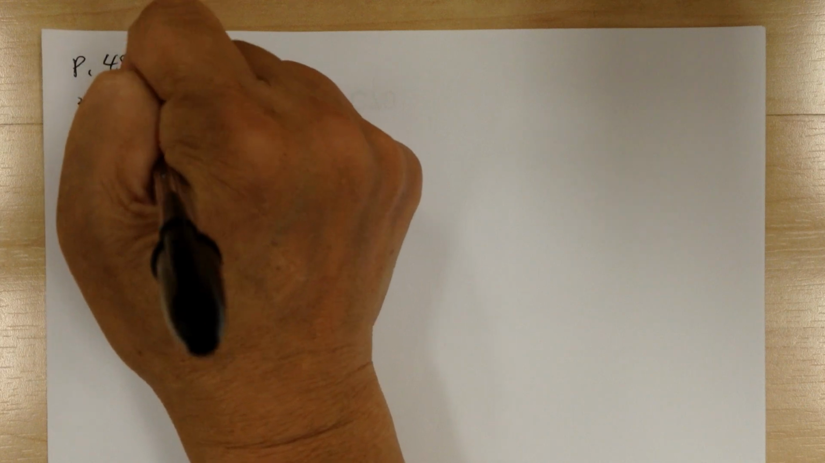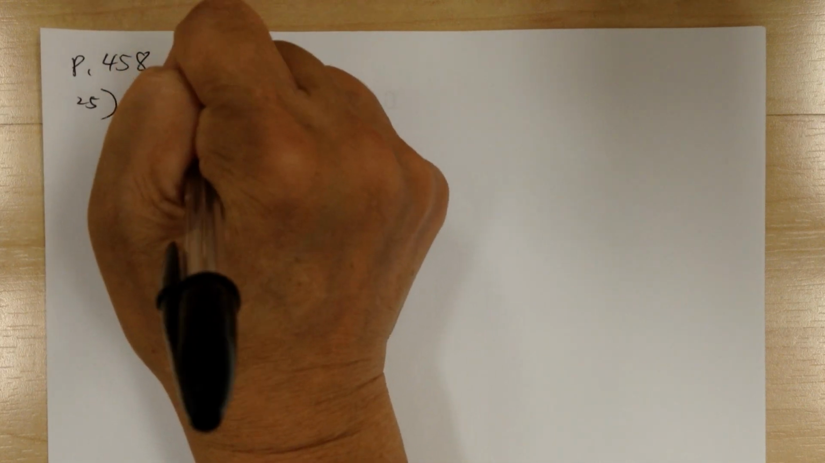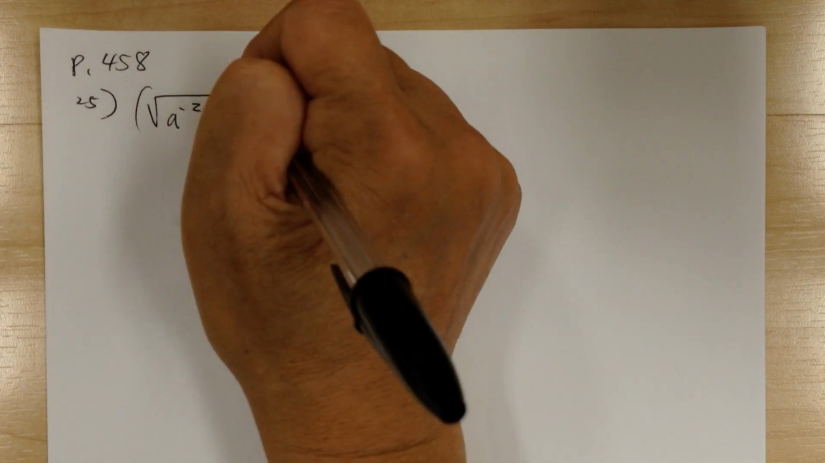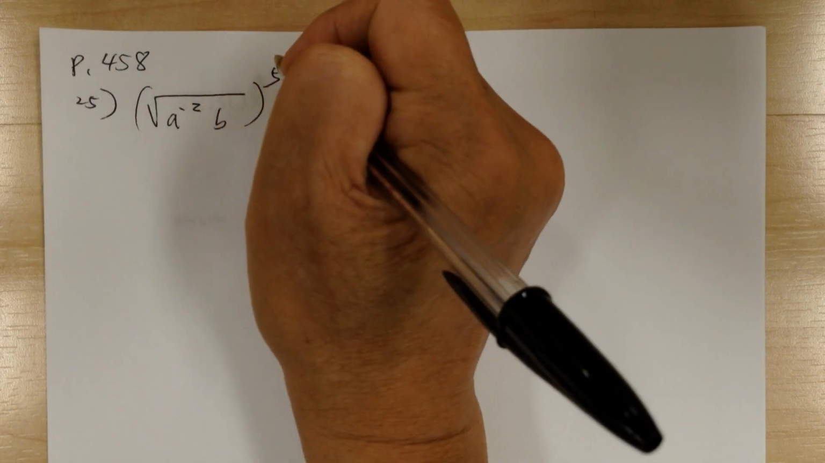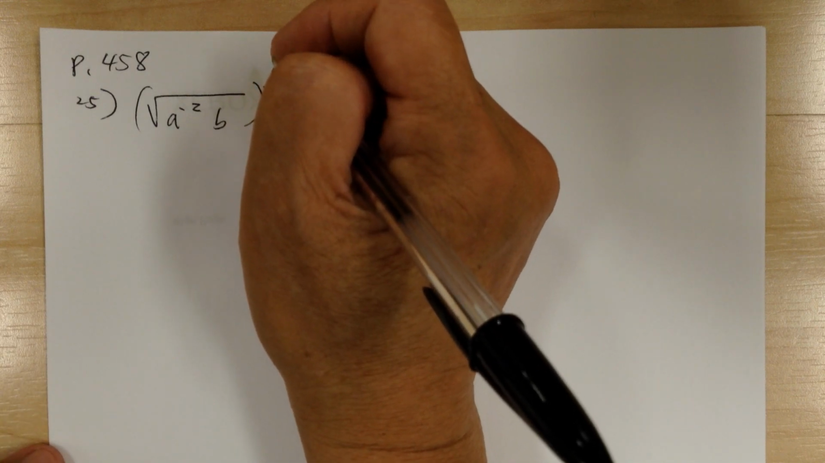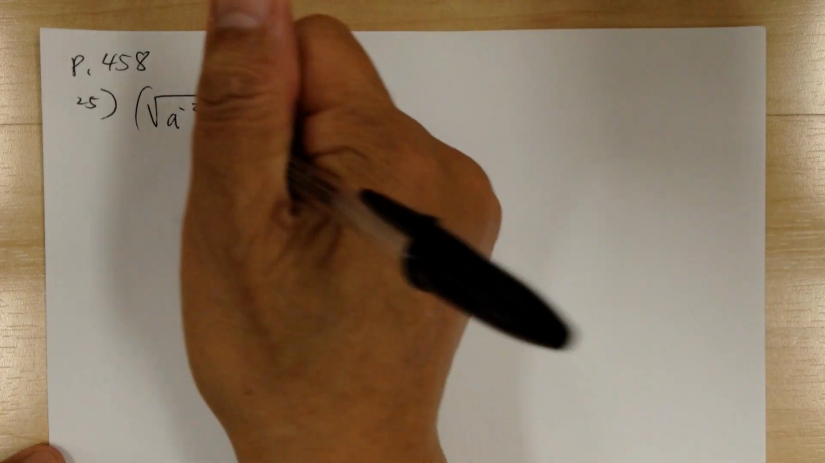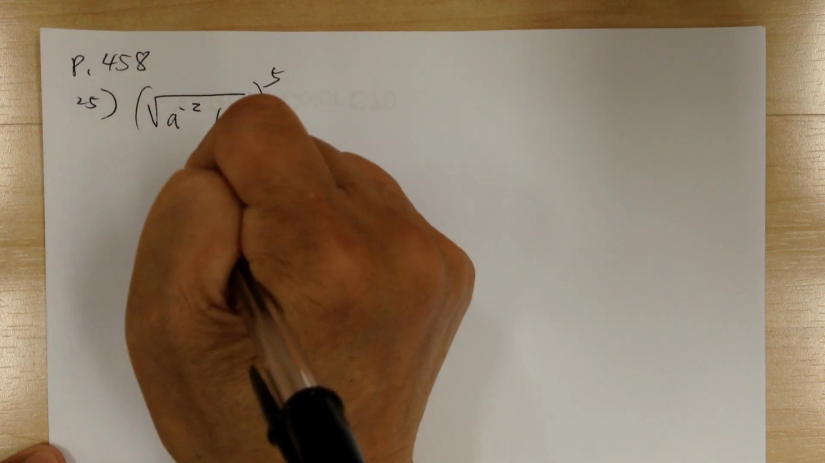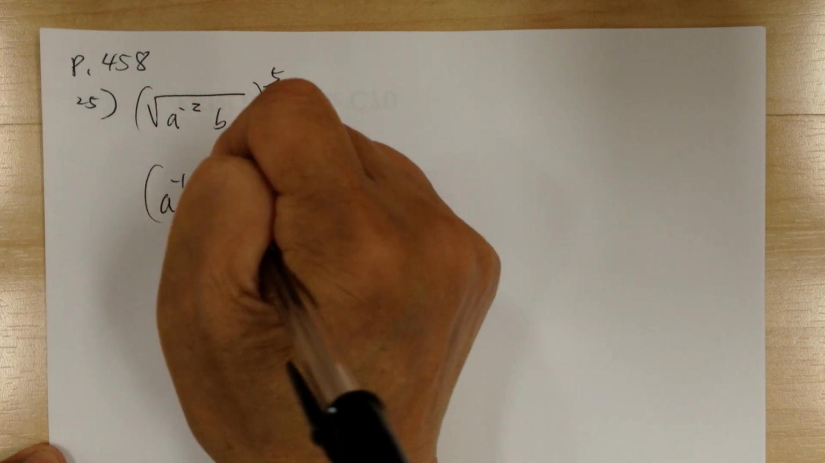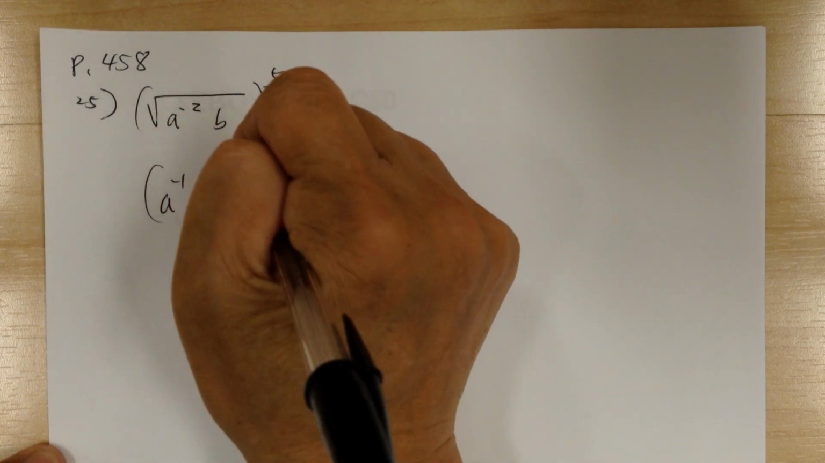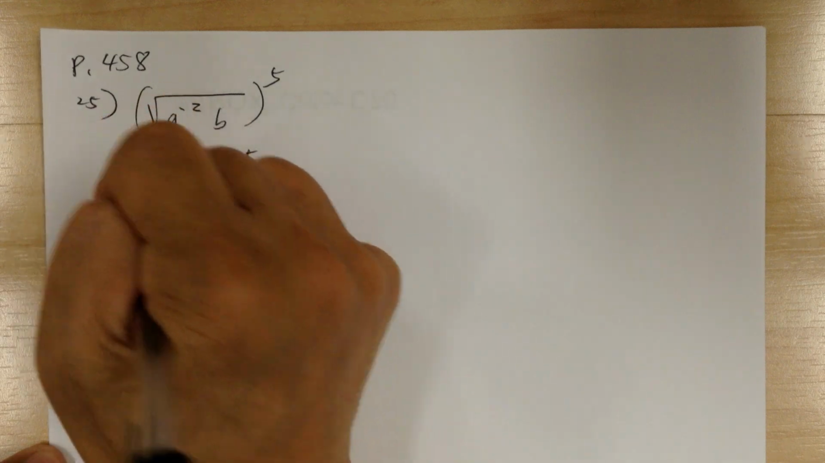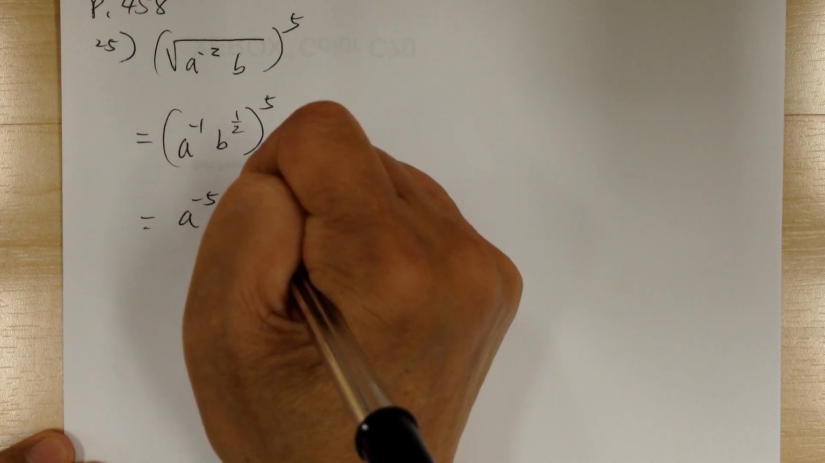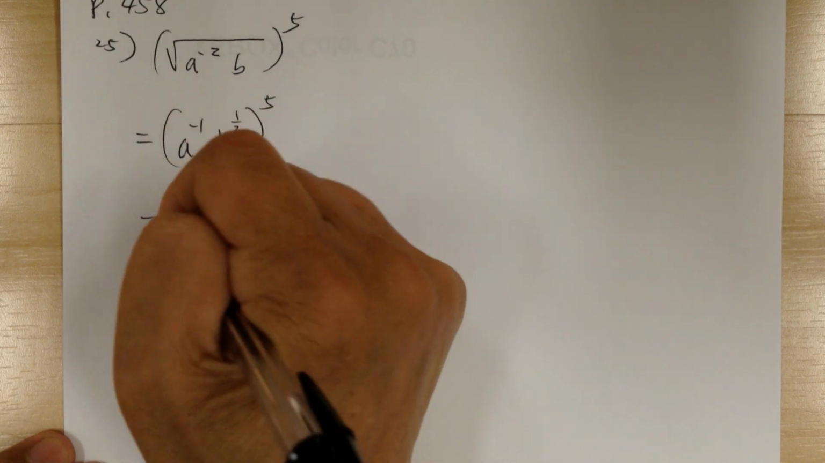Okay, number 25. You have square root of a to the negative 2, b, and this whole parentheses to the 5 power. Well, first, let's apply this first. So this is going to be a to the negative 1, b to the 1/2. Okay, so that is the inside part, and raised to the 5 power. So you can do one step at a time. And then after you apply the power, you got a to the negative 5, b to the 5 over 2.